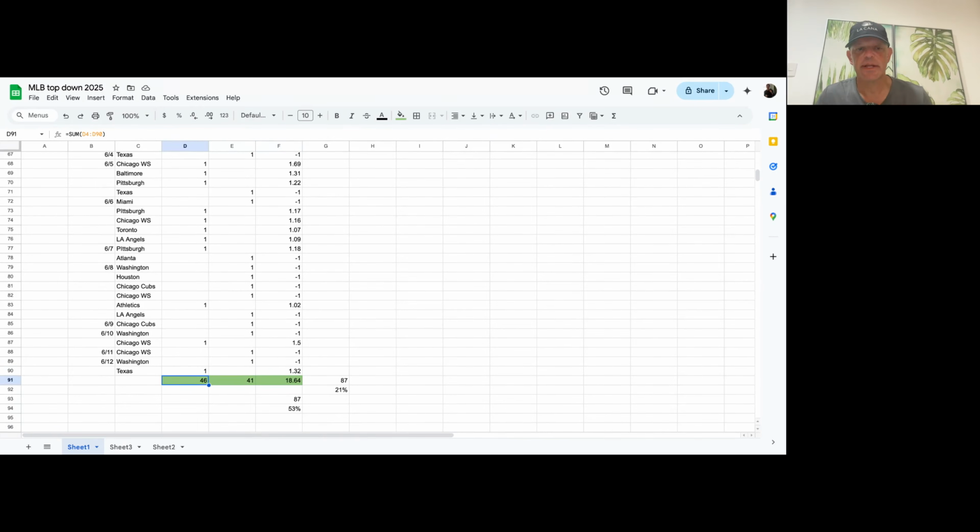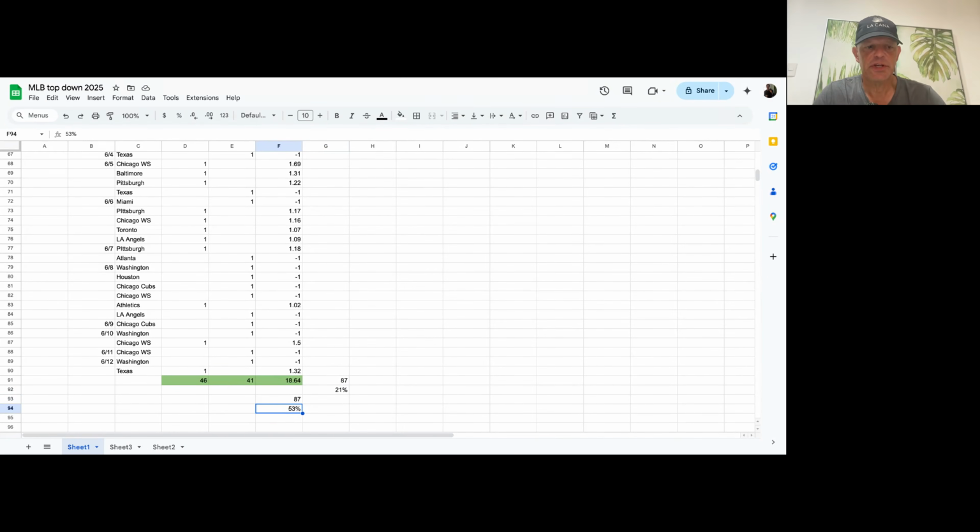Playing it this way, it went 46 and 41. That's 53%. This is playing all money line dogs for a net unit profit of plus 18.64 units. That totals 87 units wagered, 18.64 units gained for an ROI of 21%. Now, I want to explain why you only focus on money line dogs doing this. Notice it hit 53%, but if we're playing only money line dogs, it's extremely profitable.